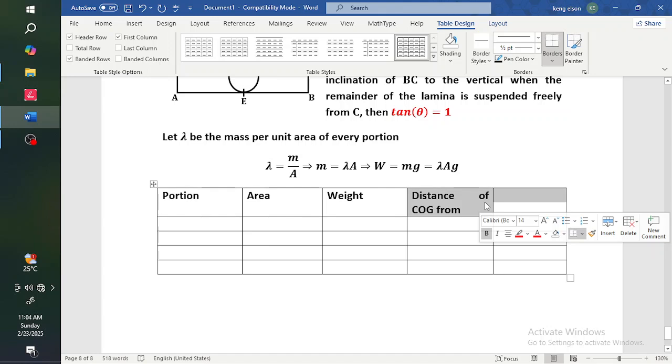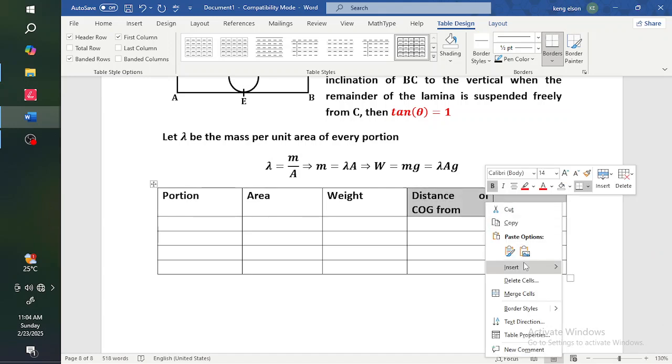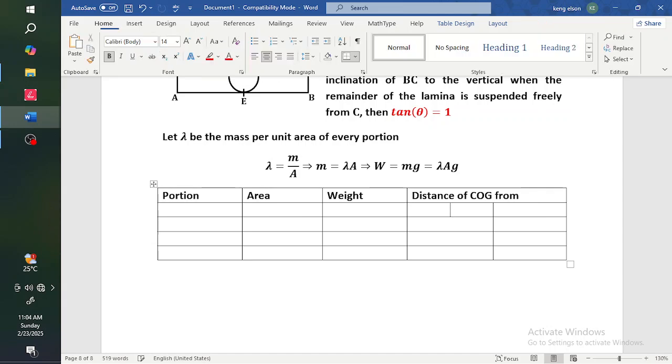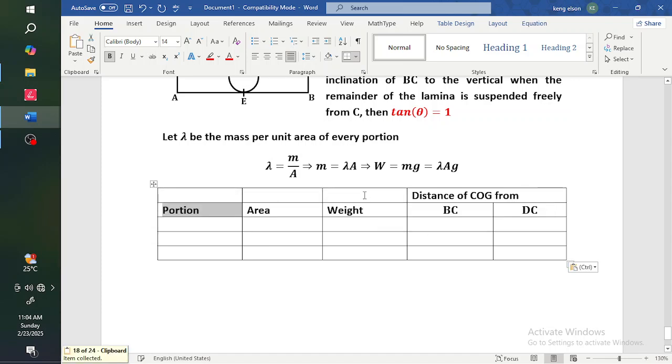Okay, so we are going to find the distance of the center of mass of the portion from BC and from DC, according to what the equation is saying. So I think we just have to send these guys down here. Voila.